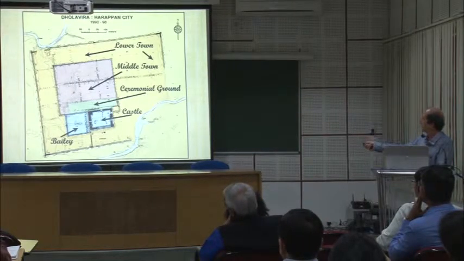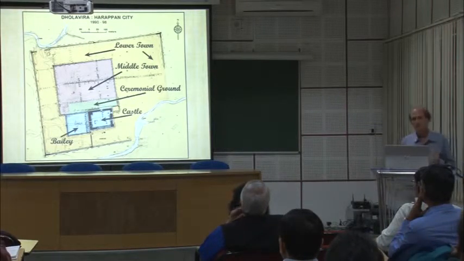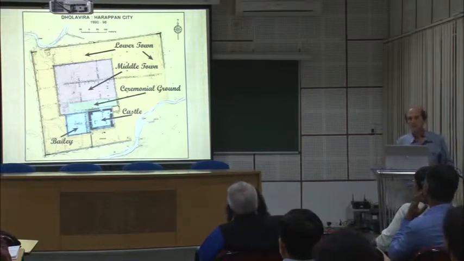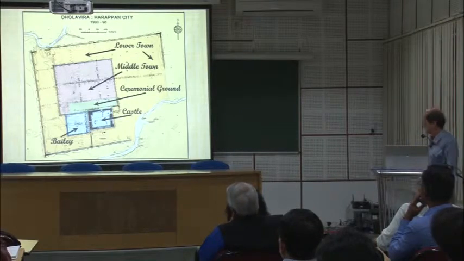Then this is the lower town in yellow, the middle town where most inhabitants lived, and in blue the upper town, where very likely the rulers and the high officials, perhaps high priests, had their residences.